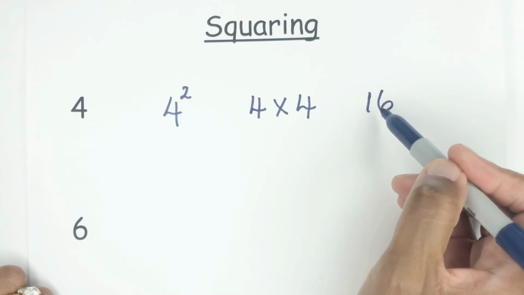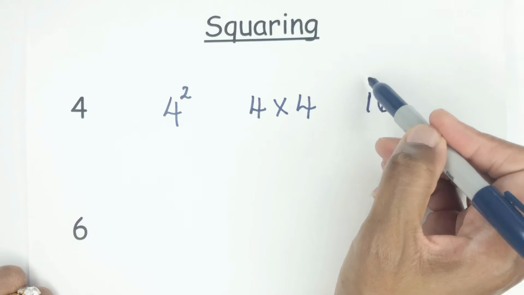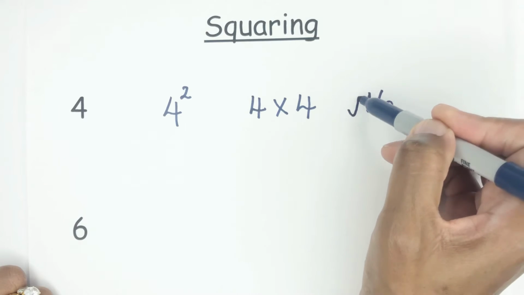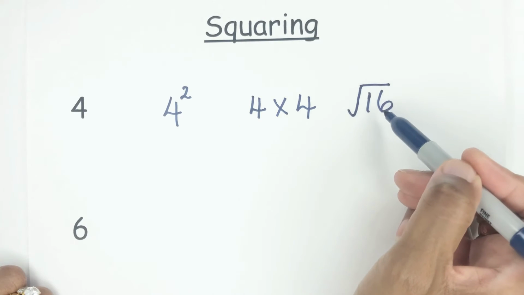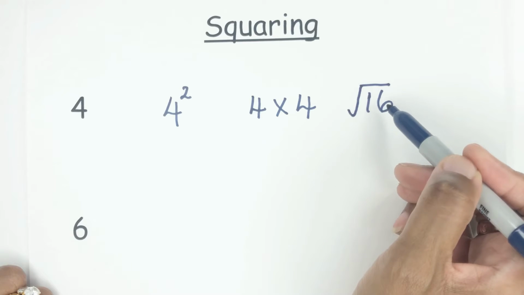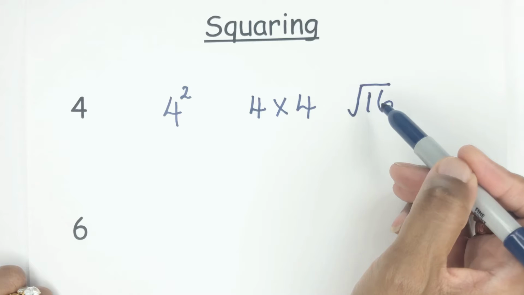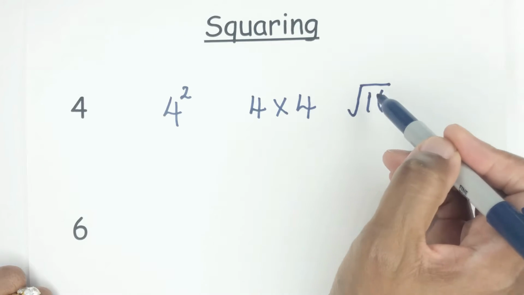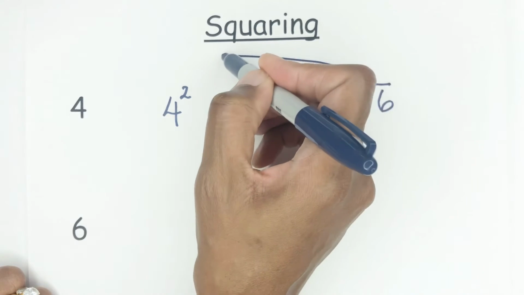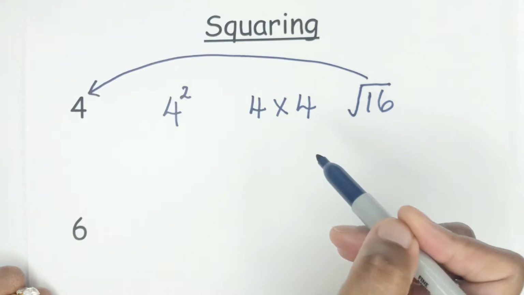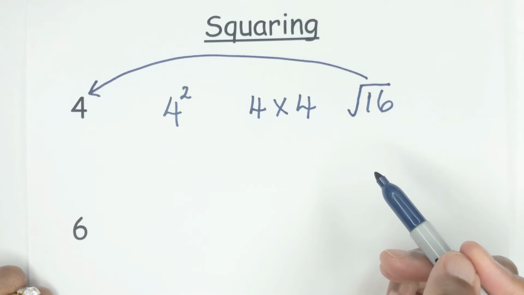Now, if we were to square root 16, that means the square root of 16 would be, you'd have to think of a number that can be multiplied by itself to give us 16. So the square root of 16 will take us back to the 4.